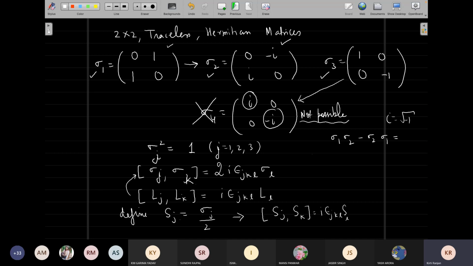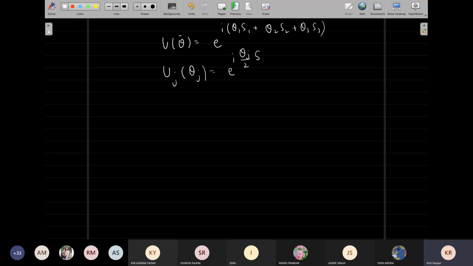Now, the SU(2) group will have 3 generators. These 3 generators are basically the 3 Pauli matrices, but instead of using the Pauli matrices directly, we divide them by a factor of 2. So let's write down what we get in essence. U theta, which was written as e to the i (theta 1 S1 plus theta 2 S2 plus theta 3 S3). If I write any of these, Uj theta j, it is e to the i theta j over 2 times Sj. So this is what we use as the generator.